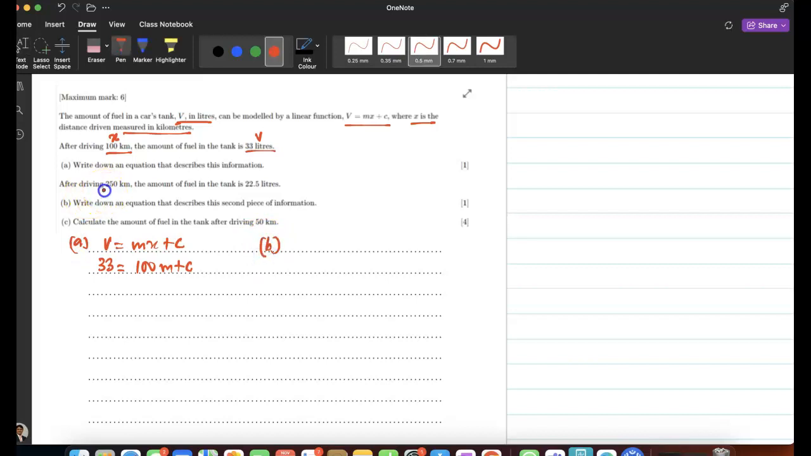Part B. After driving 250 kilometers, the amount of fuel in the tank is 22.5. So V is 22.5, mx, so x into m, so 250 into m plus c. Write down an equation that describes the second piece of information. Then calculate the volume of the fuel in the tank after driving 50 kilometers. So you substitute this in your calculator.